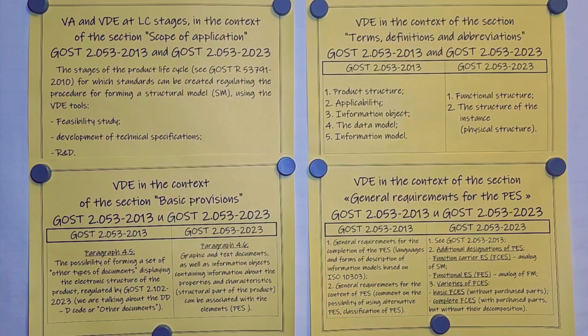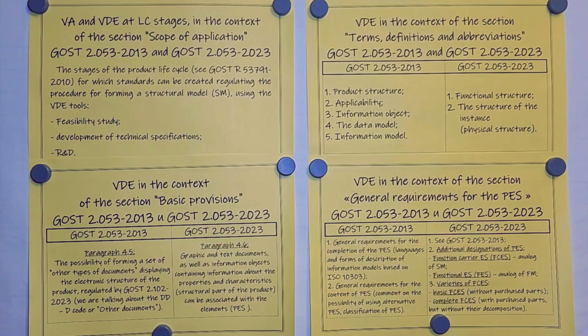In addition, two varieties of functional carrier electronic structure have been introduced depending on the content requirements. The first, the basic functional carrier electronic structure, includes information about the structural parts and components directly included in the product and doesn't include the FCES of these parts. And the complete functional carrier electronic structure includes information about the structural parts or components directly included in the product and their structures, functional carriers, and structure of the structural part, with the exception of the structure of purchased products.